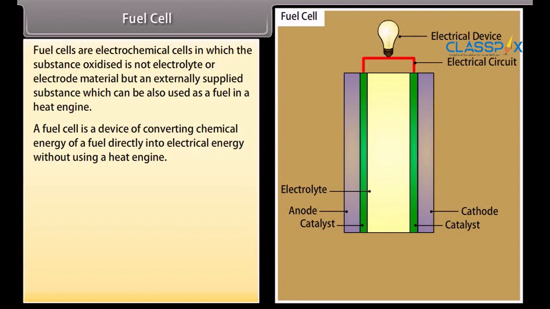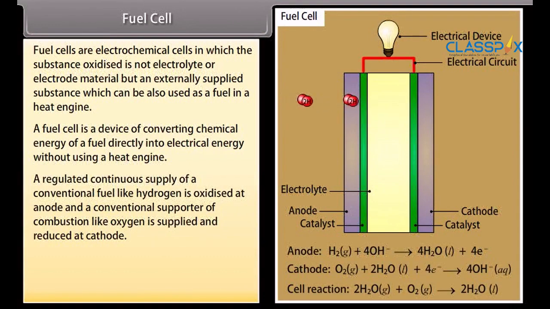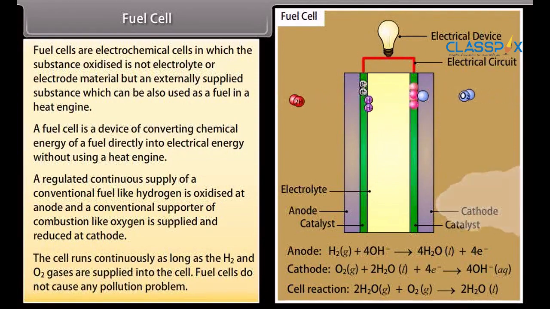A regulated continuous supply of a conventional fuel like hydrogen is oxidized at the anode, and a conventional supporter of combustion like oxygen is supplied and reduced at the cathode. The cell runs continuously as long as the hydrogen and oxygen gases are supplied into the cell. Fuel cells do not cause any pollution problem.